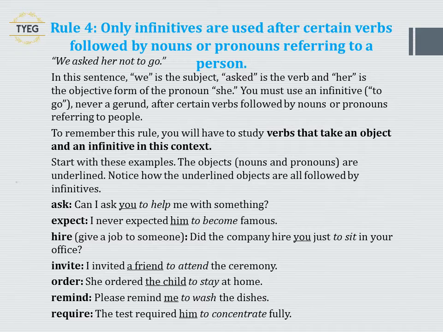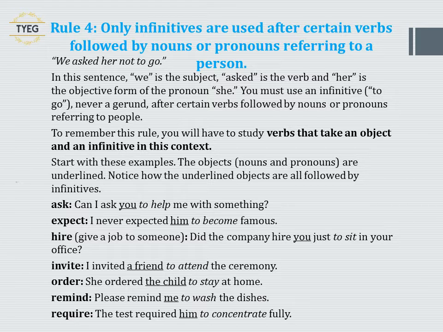Rule 4. Only infinitives are used after certain verbs followed by nouns or pronouns referring to a person. We asked her not to go. In this sentence, we is the subject, asked is the verb, and her is the objective form of the pronoun she.